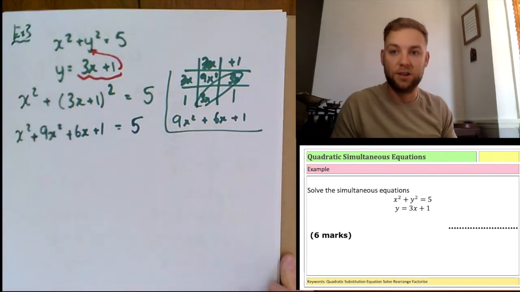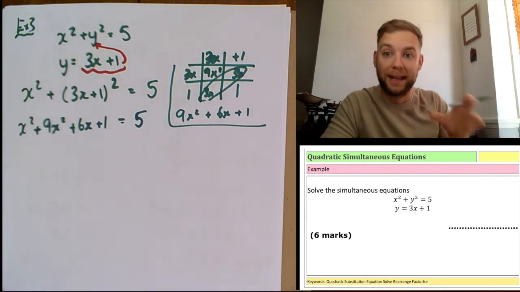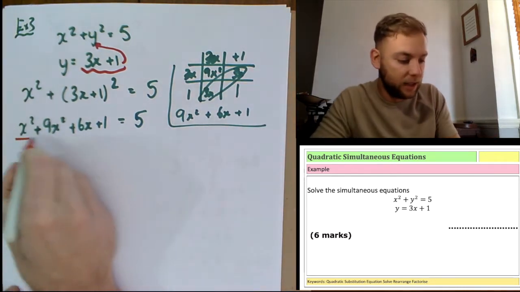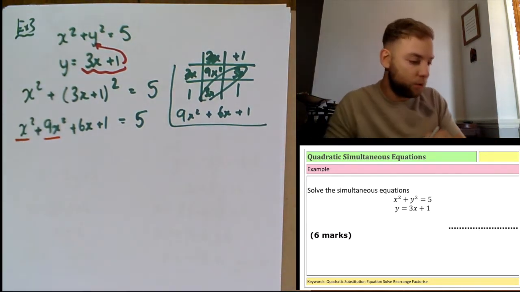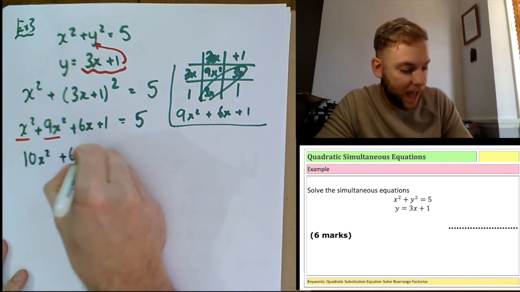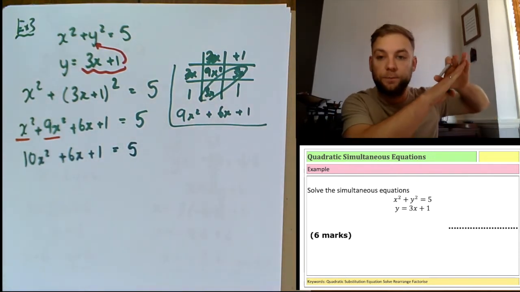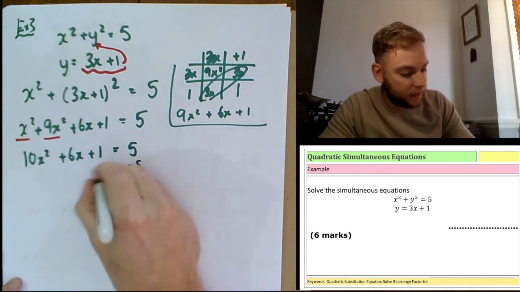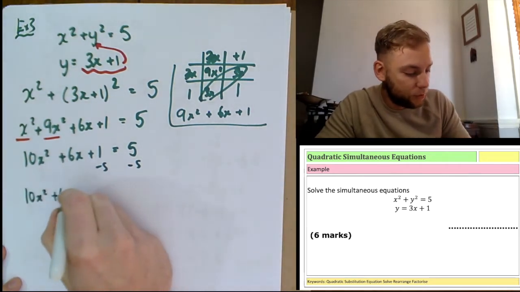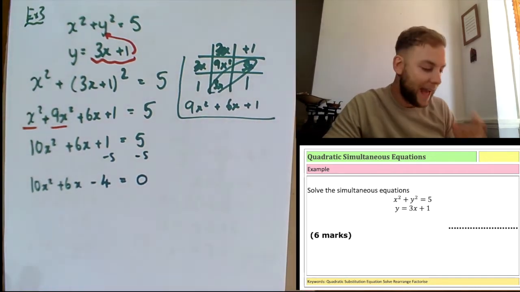Super. Right, okay, so I've got that now. My next stage is going to be to simplify this and make it equal to 0. So let's first of all simplify these parts here. So x squared plus 9x squared is 10x squared, plus 6x, plus 1, is equal to 5. Next part is to subtract this 5 to make it equal to 0. So 10x squared plus 6x, 1 minus 5 is equal to minus 4, which is equal to 0. Now I need to solve this.